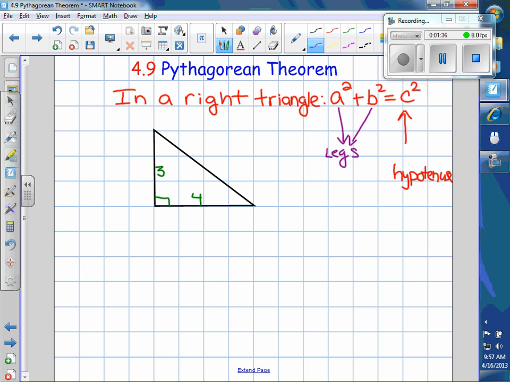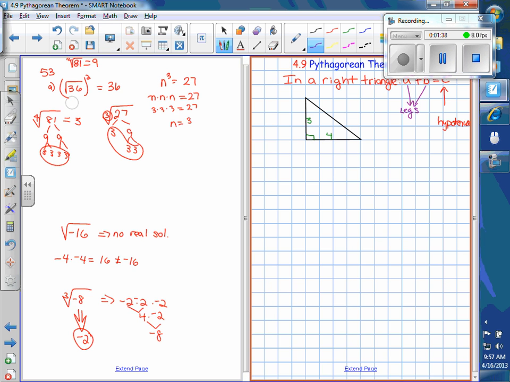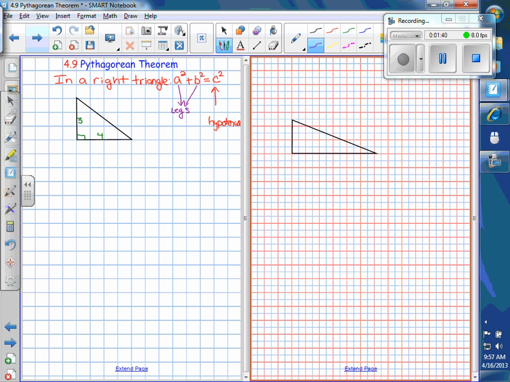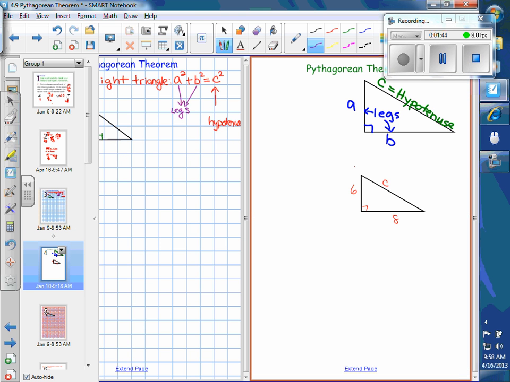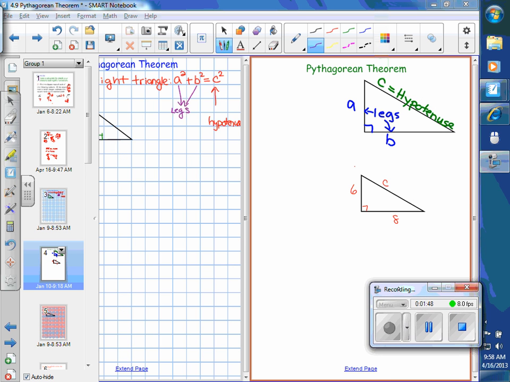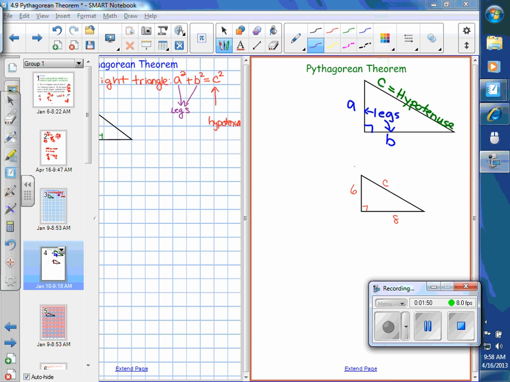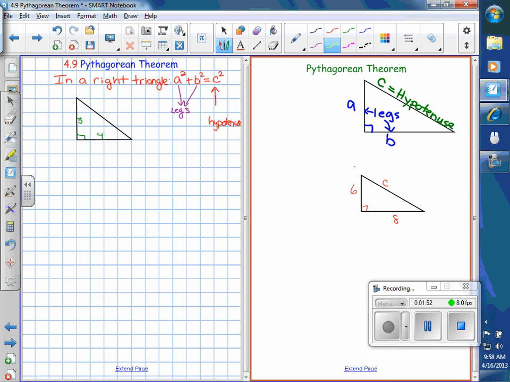So in a triangle, the hypotenuse is the longest side, the side that's opposite the right angle. The legs are the two sides that form the right angle.